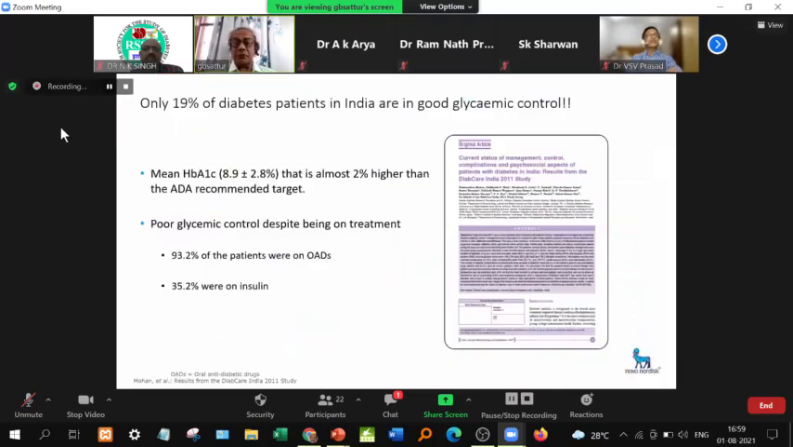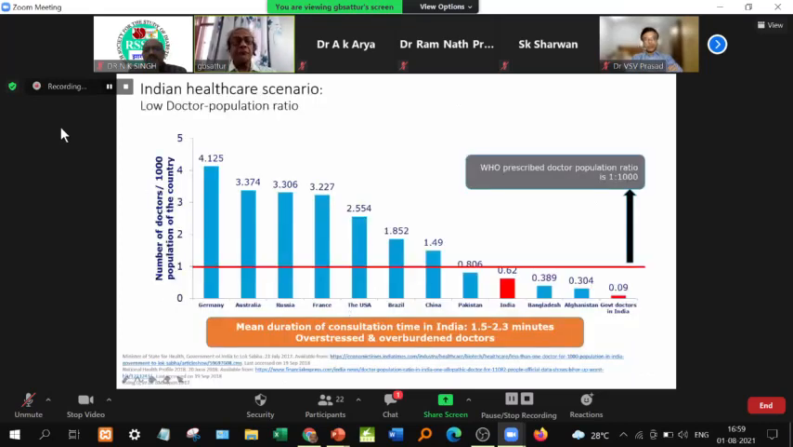The same thing, of course, is also being very well declared in the Diabcare India 2011 study. Even at that time, one could see that the mean HbA1c was almost 2% higher than the ADA recommended target, and this poor glycemic control was despite 93.2% of the patients being on OADs and almost 35% being on insulin. Of course, this is one of the important slides.